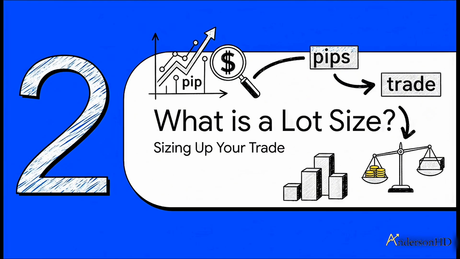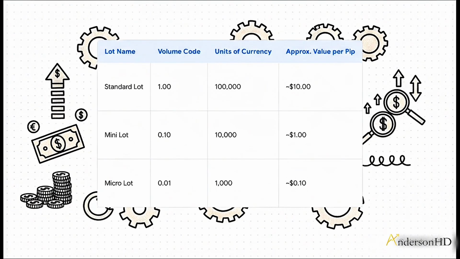The value of each pip is totally up to you, and it's determined by your lot size. Let's break down the most common sizes you'll see. A microlot is the smallest one. With a microlot, every pip the market moves is worth about 10 cents. A mini lot is 10 times bigger, making each pip worth around $1. And a standard lot, the big one, makes each pip worth roughly $10.